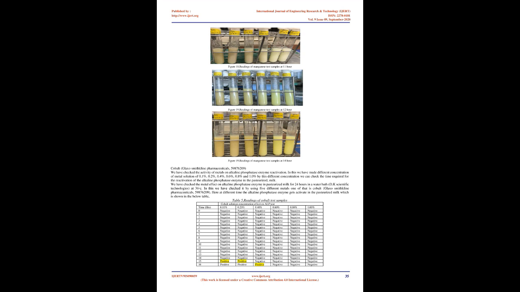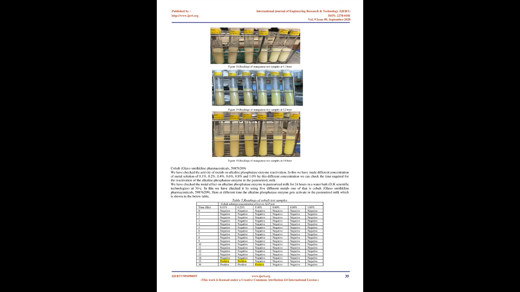Other than that, the other 4 metal samples of different concentrations are showing the reactivation of the alkaline phosphatase enzyme in the pasteurized milk. As shown above in the results, calcium is the first one in which the alkaline phosphatase enzyme gets active, and after this in zinc, manganese, and cobalt the alkaline phosphatase enzyme gets activated in the 0.1% calcium concentration sample. While in the copper sample it does not show any activity for 24 hours.